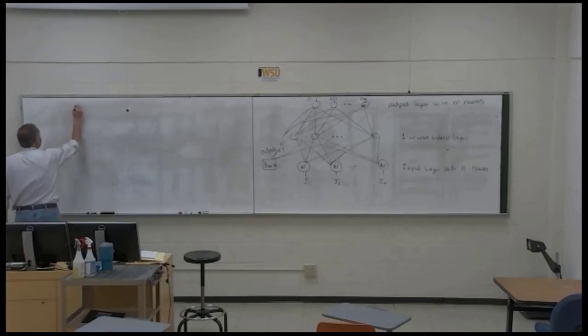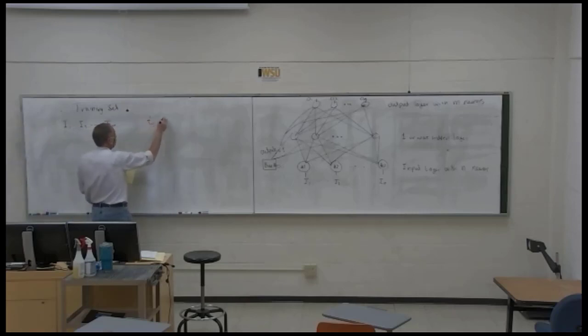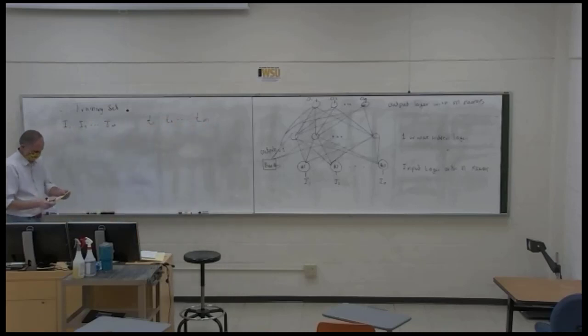So we have a training set. We have inputs I1, I2, I sub n, and we pair them with targets T1, T2, all the way to T sub n. We have a whole bunch of those pairs.